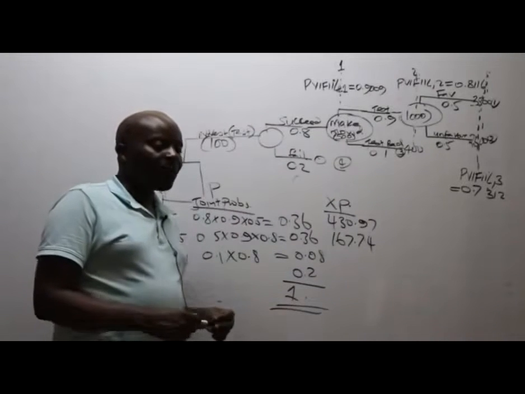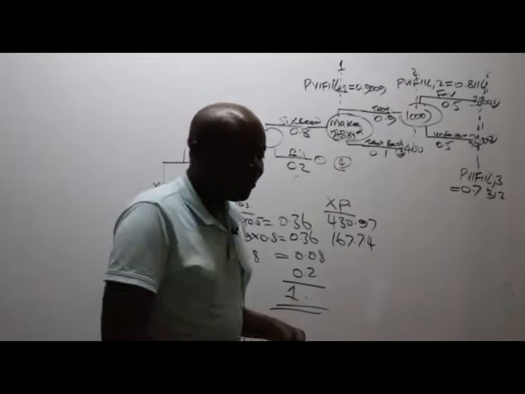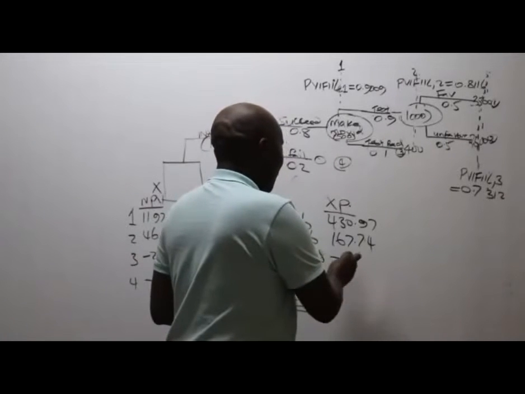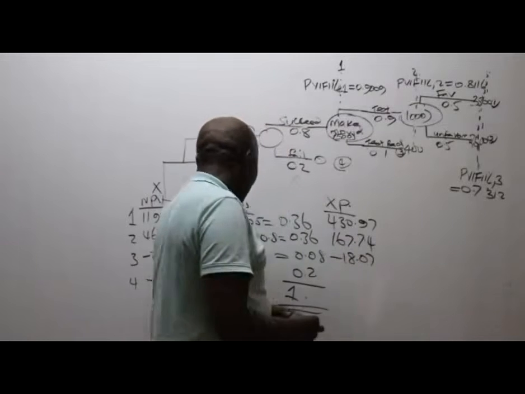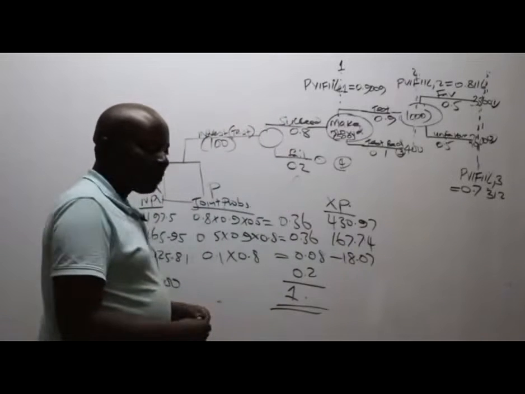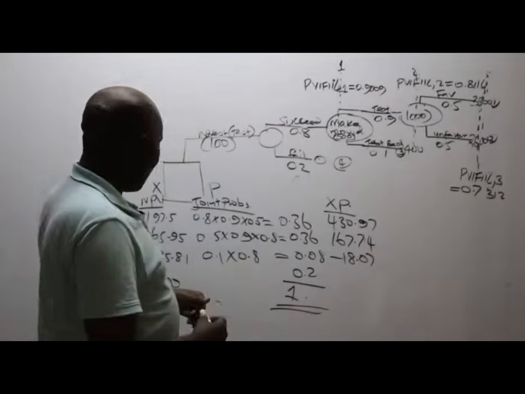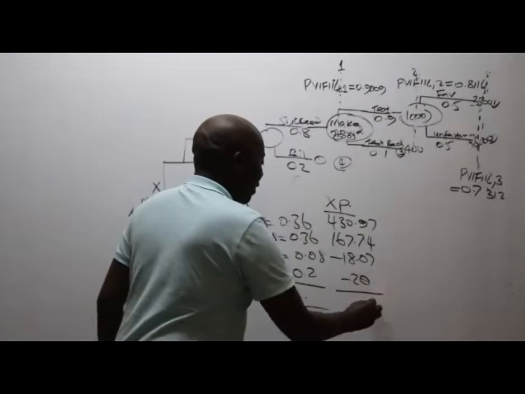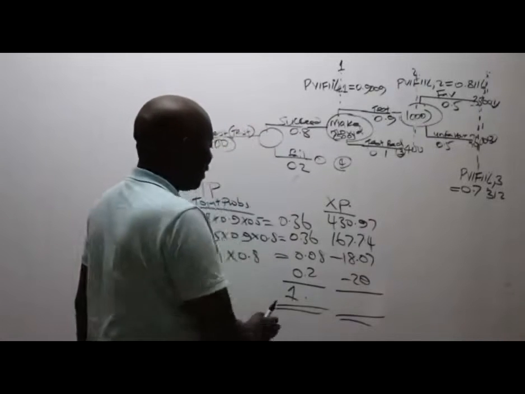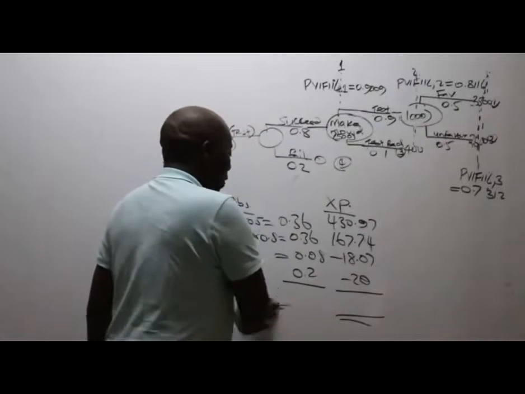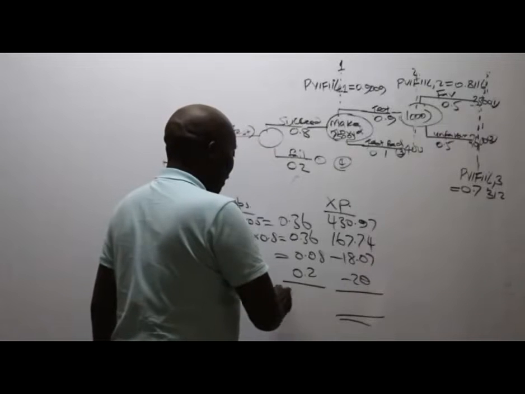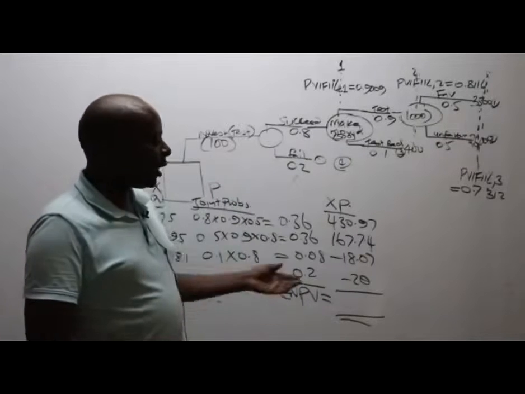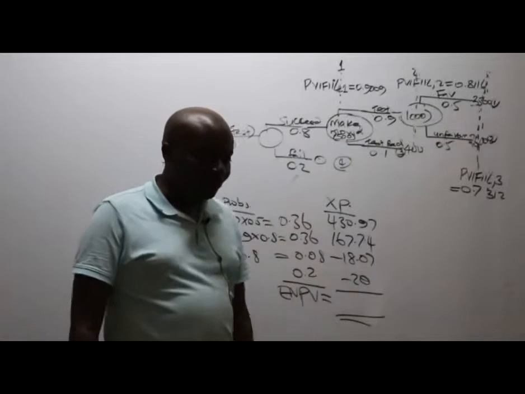Branch 3, what do we have there? Negative 18.07. Branch 4, the last one. Branch 4 gives me negative what here? Negative 20. So then could you kindly come and add here for you to be able to give us what we call expected net present value. What do we have here, somebody?